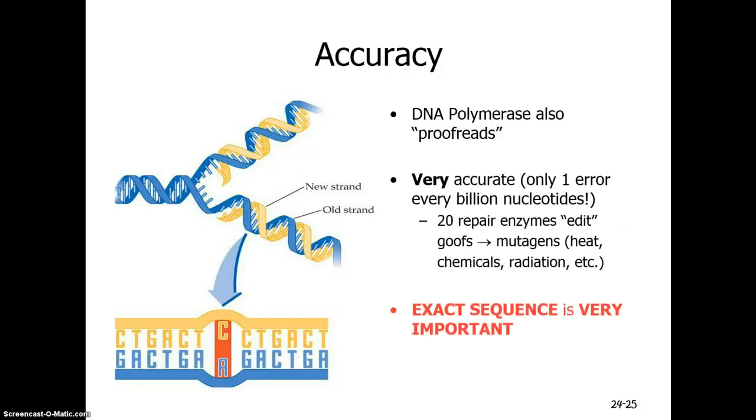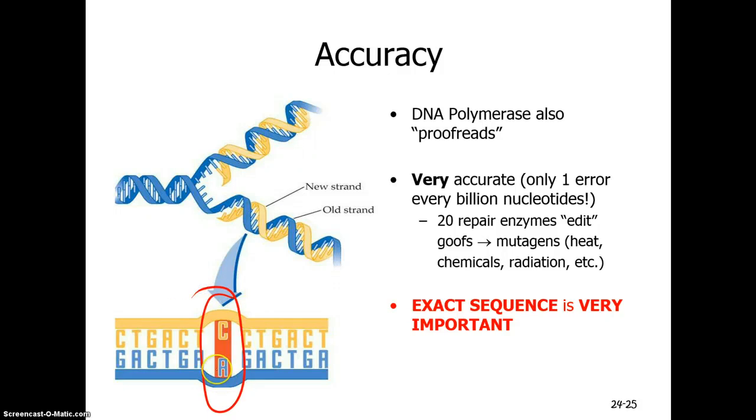Okay, so this process is very accurate. There's only about 1 error in every billion nucleotides. That's incredible. The reason it can be so accurate is that there are 20 repair enzymes that go in and edit goofs. If you have something like here, that's not correct, because we know that adenine is always going to be bonding with thymine. Adenine and cytosine doesn't work. It's going to give us this bow here. So one of these repair enzymes comes along and goes, you do not belong here, kicks it out, fixes it, and puts a T in there.